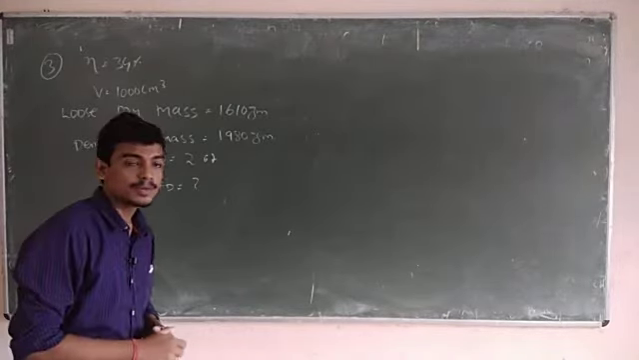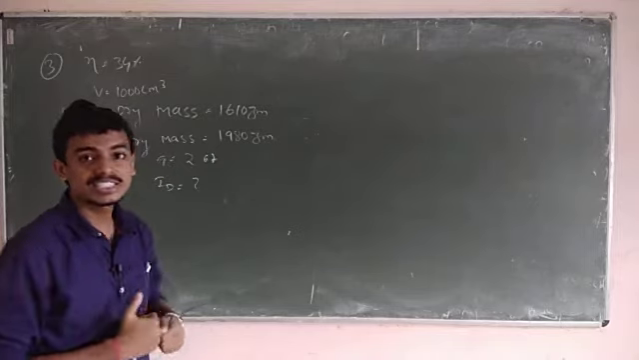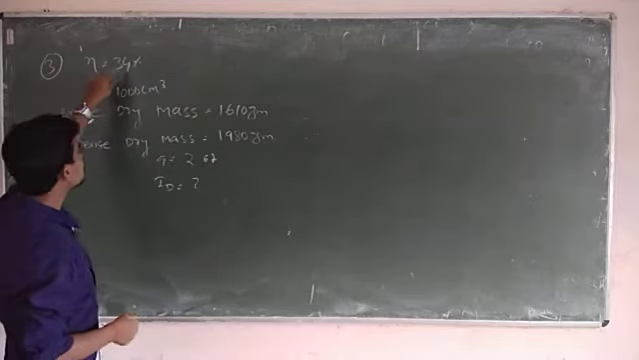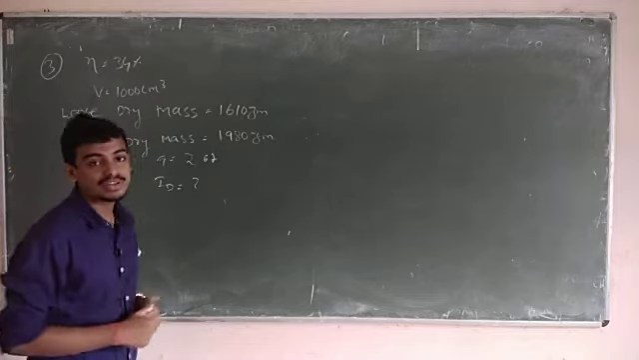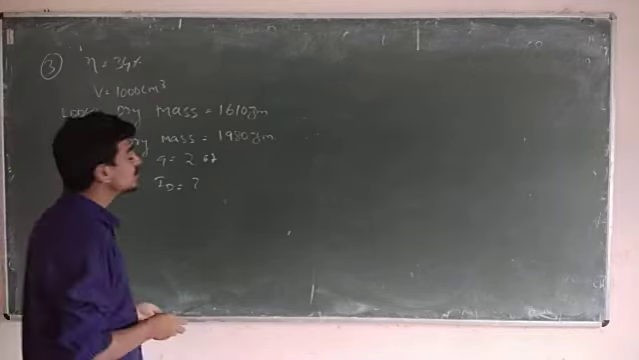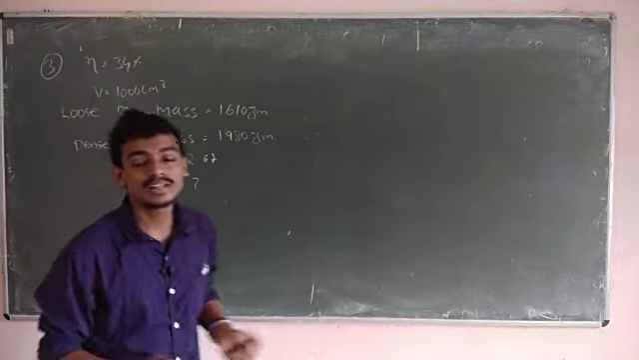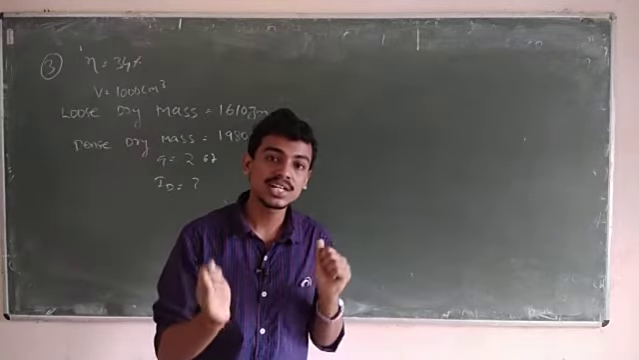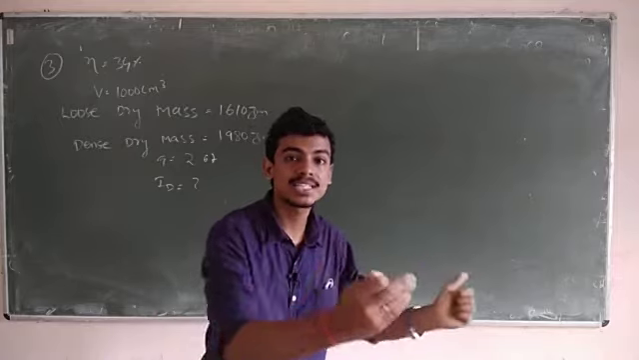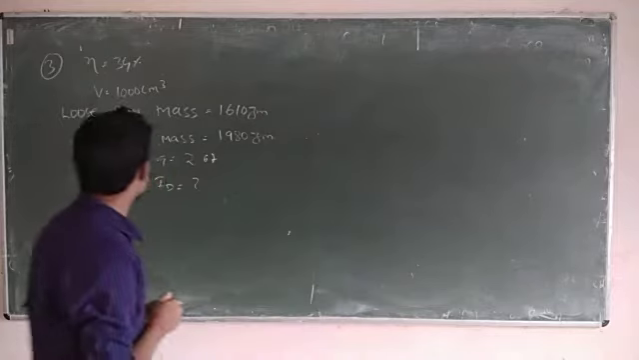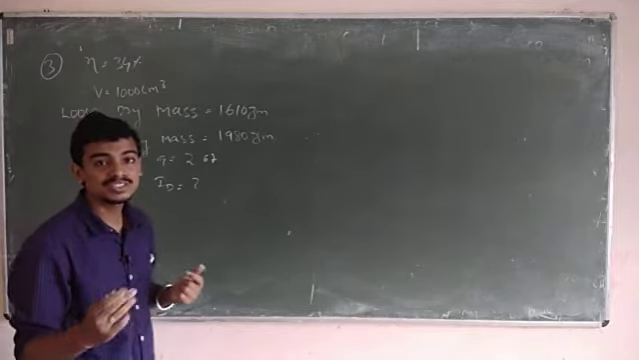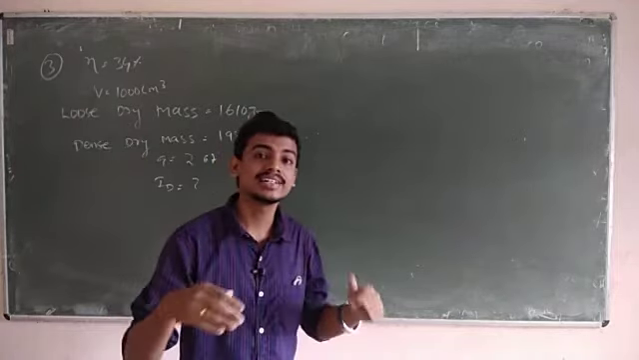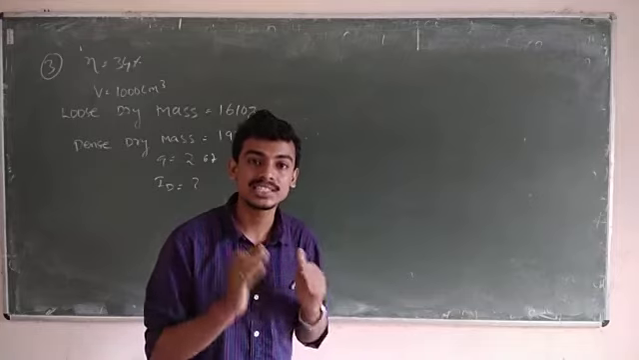Okay. This is the third problem. In this problem, the porosity of the soil mass is given as 34% and the volume is 1000 centimeter cube. When the soil is in the loose condition, which means the maximum void ratio, the mass is 1610 gram. And the dense dry mass means the soil mass in dense condition, which means there is less void ratio.